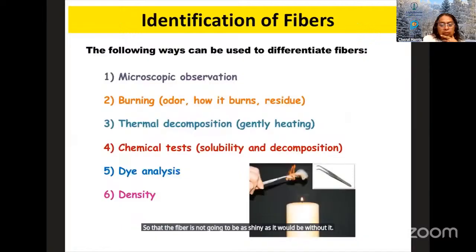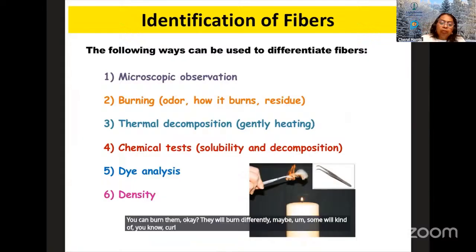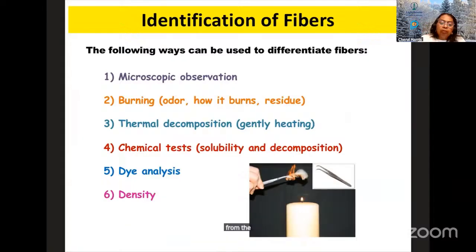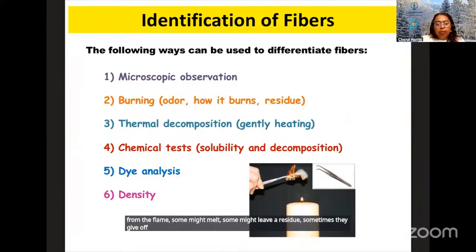A lot of times if you are trying to figure out what type of material a fiber is, there are a lot of different things you can use to differentiate the fibers. You could look at them under the microscope. You can burn them, and they will burn differently. Maybe some will curl away from the flame. Some might melt. Some might leave a residue. Sometimes they give off a different odor.